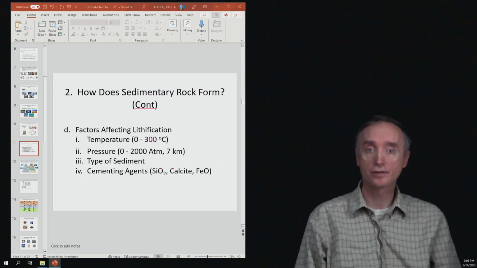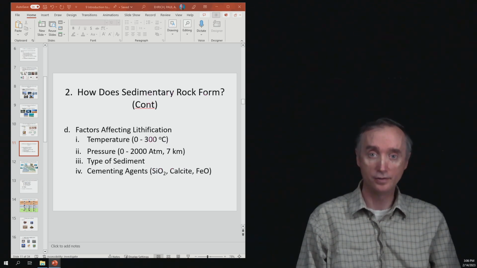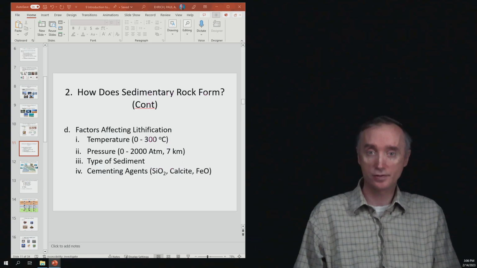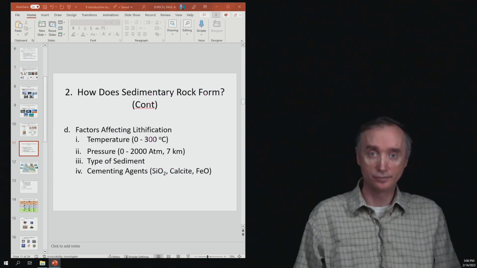So what are the factors that are going to affect lithification? Well, one is going to be temperature. So the temperatures at which these sediments will be lithified is between 0 and 300 degrees Celsius. So if you go above 300 degrees Celsius, then what's going to happen is you enter the realm of metamorphism, which is going to be a future lesson.